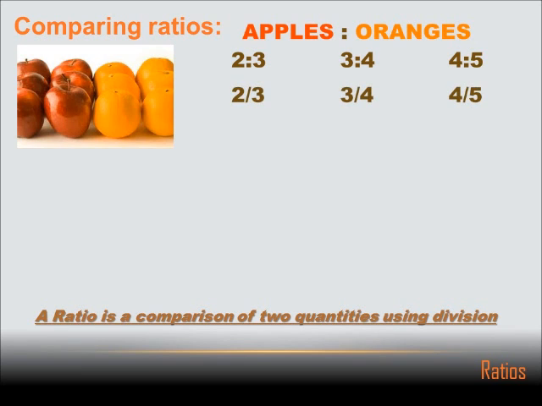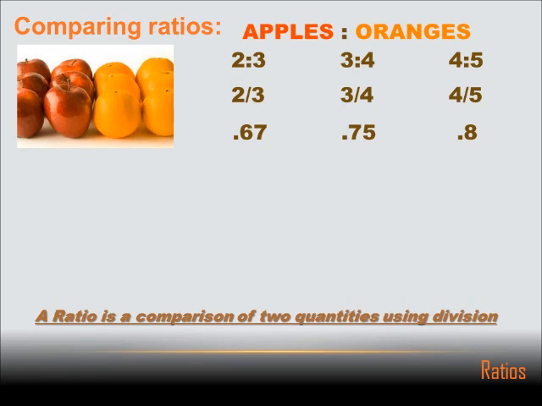Well, we know we can rewrite those ratios as fractions. 2 to 3 becomes 2 over 3. And we know that I can convert a fraction into a decimal, and we all probably also understand that it's usually easier to order numbers if they're in decimal form than in fraction form. So let's convert all those to decimals. 2 over 3 becomes 0.67.